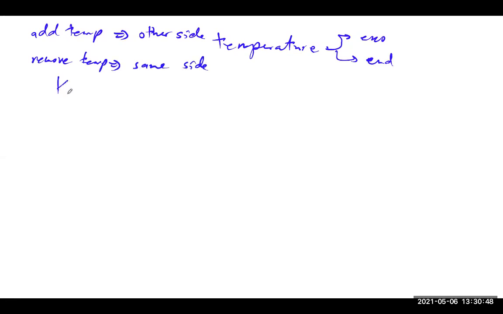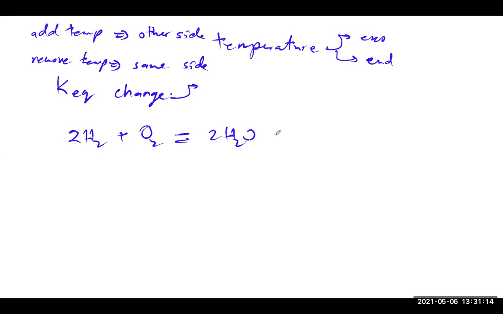But here the K, or the equilibrium constant, will change. You need to check the concentration of the product and the reactant. If the concentration of the product increases, the equilibrium constant will increase. If the concentration of the product decreases, the equilibrium constant will decrease. Let's take an example here. We'll take the same one, H2 plus O2 gives H2O plus energy. So this reaction is exothermic.